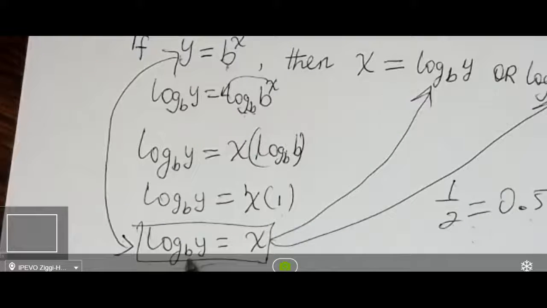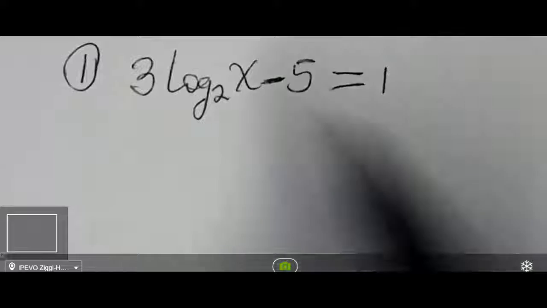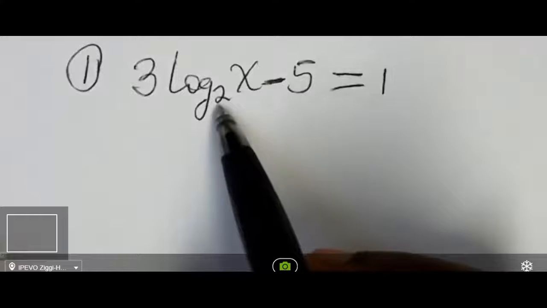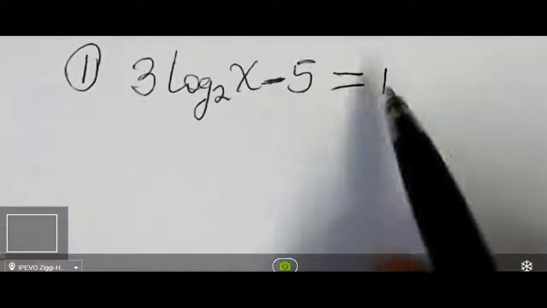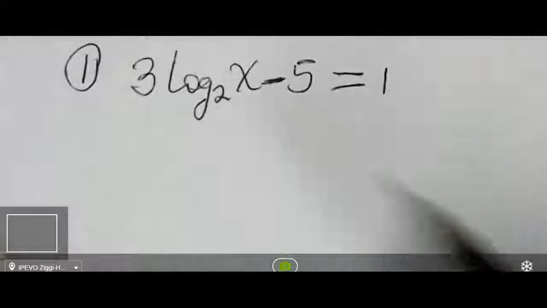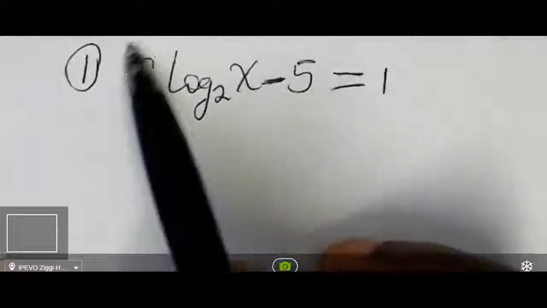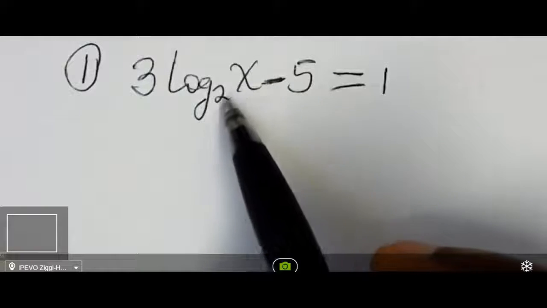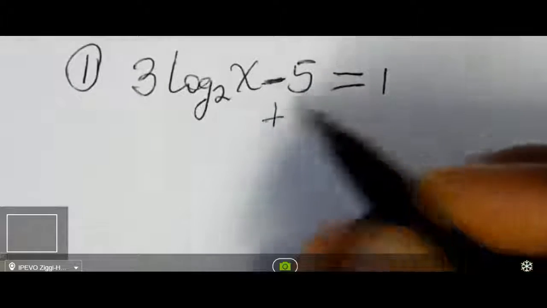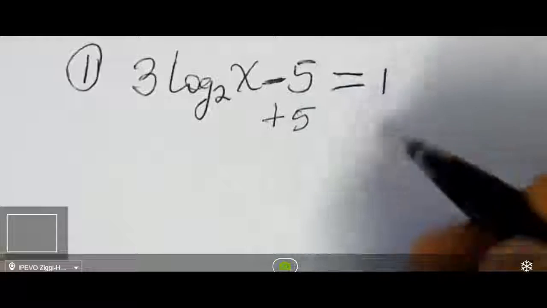Now let's look at an example. Let us look at this equation: 3 log base 2 of x minus 5 equals 1. Again, follow the same process of solving equations. Simplify each side of the equation first, whatever you can simplify before you get to the log part. Here we have two terms, 3 log base 2 of x and then minus 5. So we can add 5 to both sides, to get all the numbers to one side.